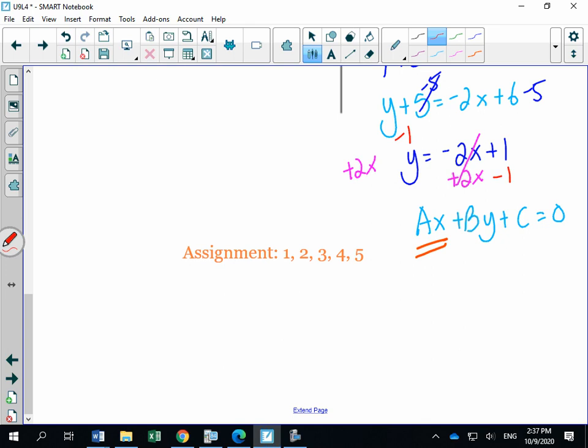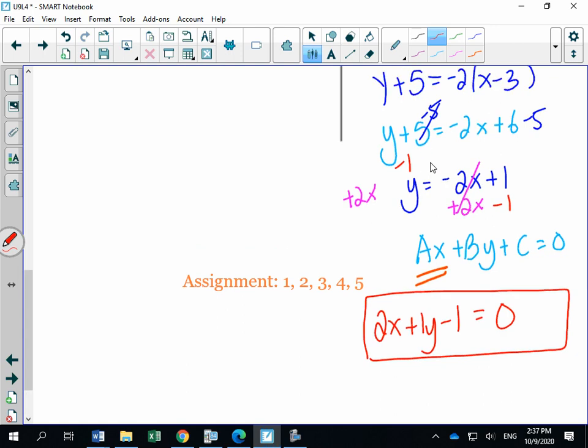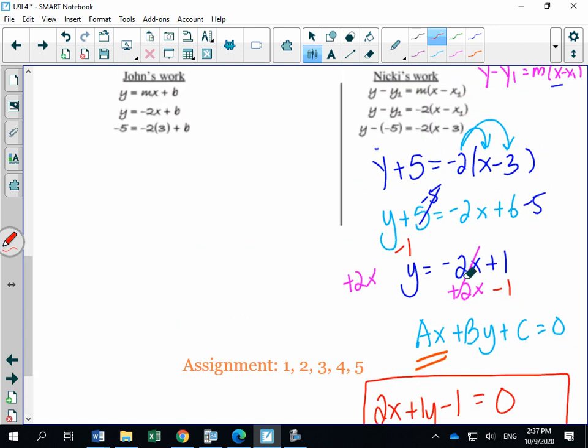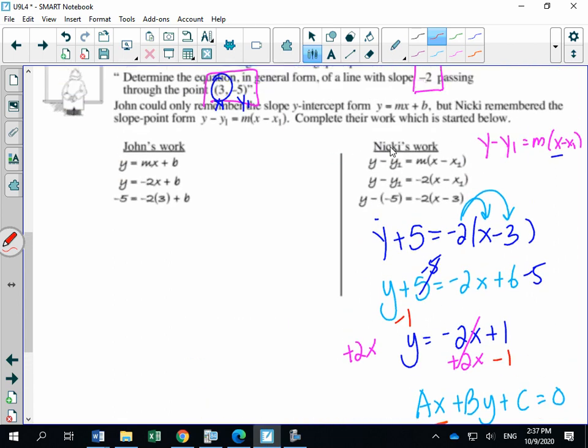Right now I've got 0 on the right-hand side, and I want to rewrite this with my x first, my y second, and my constant last. So in general form, it would be 2x plus 1y minus 1. This would be the answer in general form. That's one way to get to general form. So one way to get there is by doing slope point form. There is another way that we will get this exact same answer. So here's the second way.